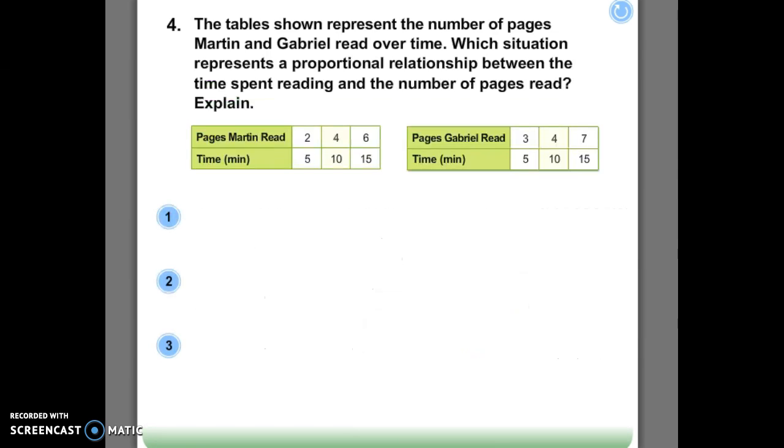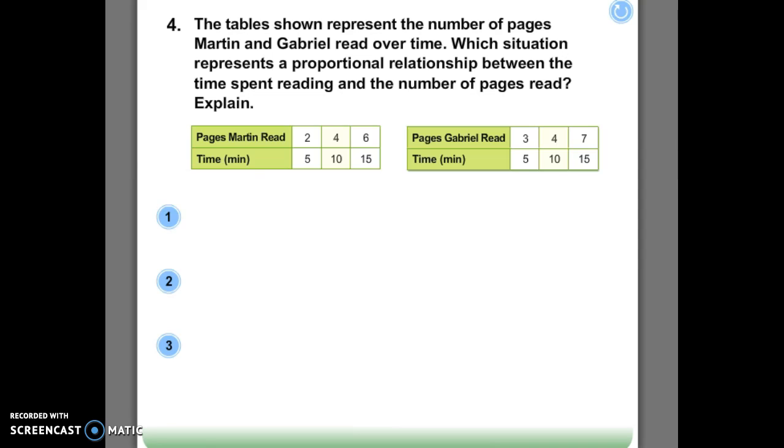Now we're in our books on page 36, so everyone should be following along in their books. Example 4 at the top. It says the tables shown represent the number of pages Martin and Gabrielle read over time. Which situation represents a proportional relationship between the time spent reading and the number of pages read? Explain. Okay, so first of all, these are two totally different people, so you're not going to combine their tables.